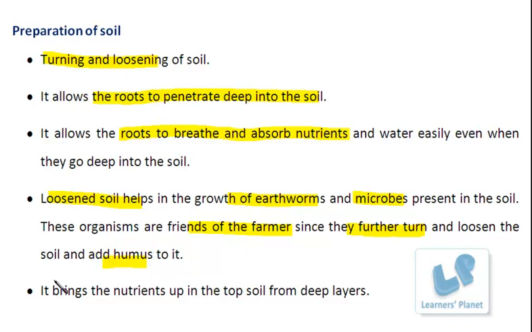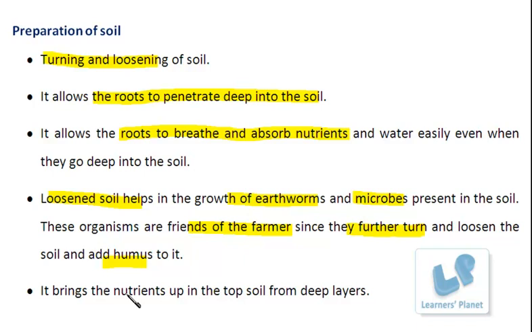Besides this, when the turning or loosening step is performed, you know what happens? The nutrients which are present in the deep layers of the soil are exposed to the topsoil. So even at a shallow range, the roots are able to absorb the nutrients from the soil. So this is why this turning step is very, very important.